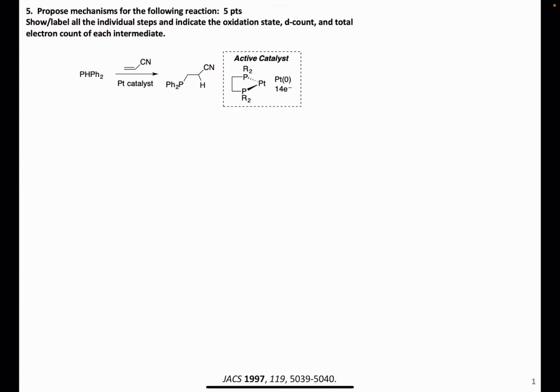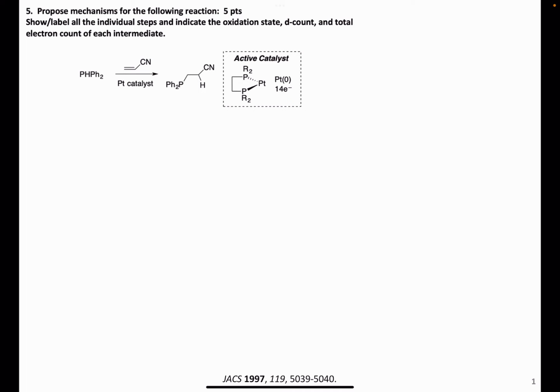This first process is a hydrophosphonation reaction. This is sort of a spin on an organometallic process that was published in JACS over 20 years ago, 27 years ago, really, on the hydrophosphonation using a platinum 0 catalyst. Notice that in this reaction, you start with diphenylphosphine. You're adding acrylonitrile in the presence of a platinum catalyst, and you're getting your hydrophosphonation product.